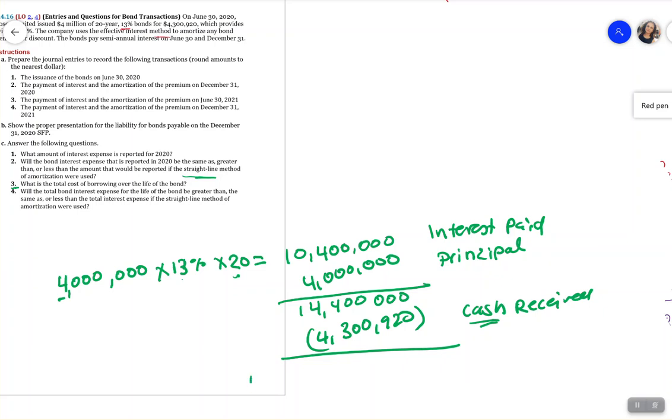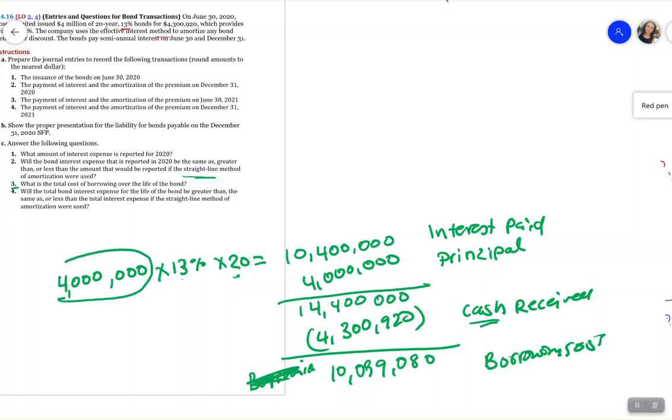So that will be your borrowing cost. My borrowing cost over the life of 20 years is the difference, in this case 10,900,000. So if you look at it now, the company borrowed a 4 million bond and they paid over 10 million for that. 10 million is the cost of borrowing.